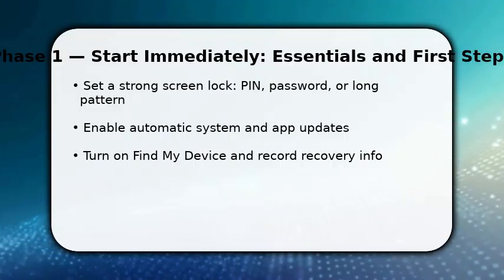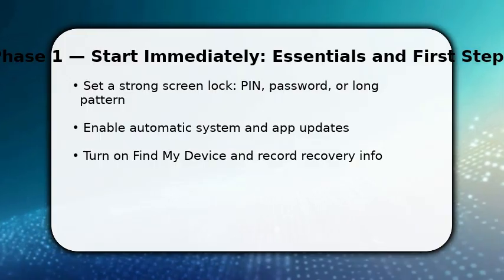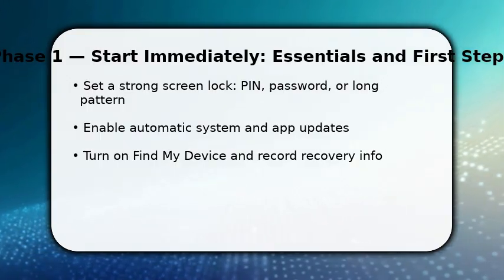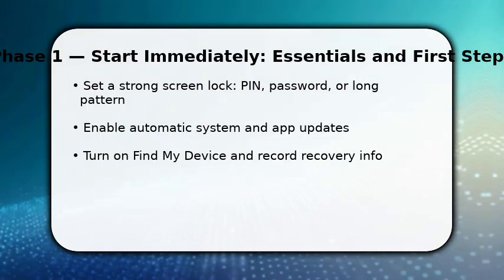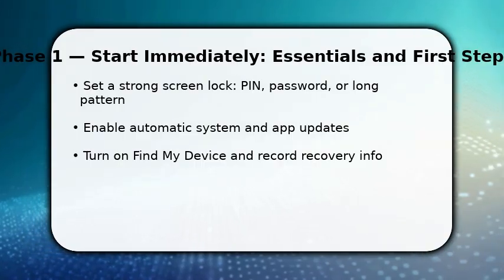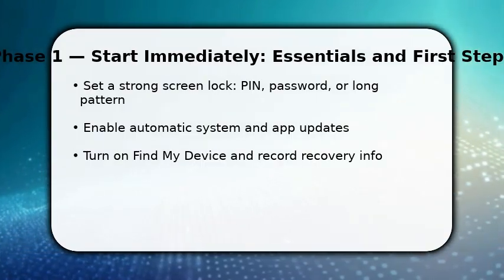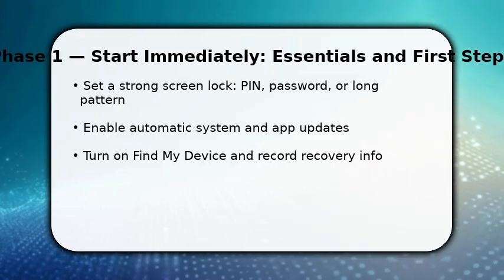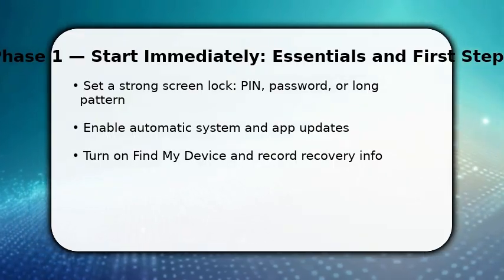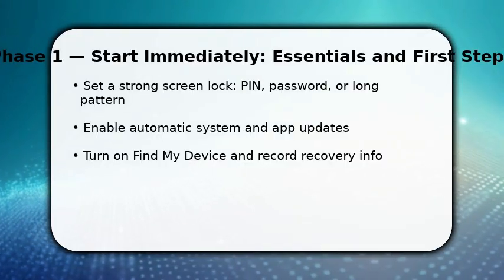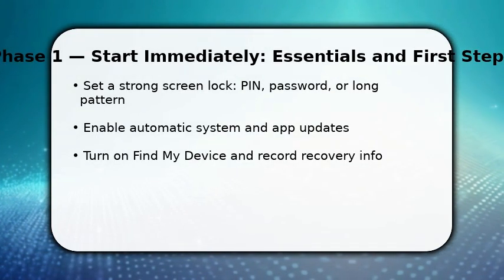You begin by locking the door. Set a strong PIN or password and avoid simple patterns. Once done, enable automatic system and app updates so known vulnerabilities are patched without thinking. Next, turn on Find My Device and add recovery contacts. This gives you remote locate, lock, and wipe options if the phone is lost.